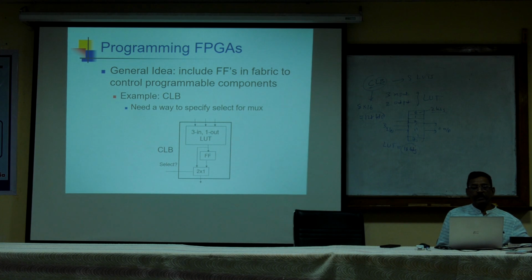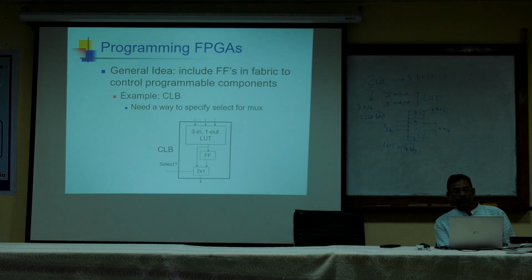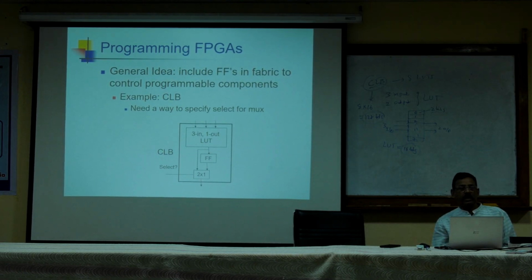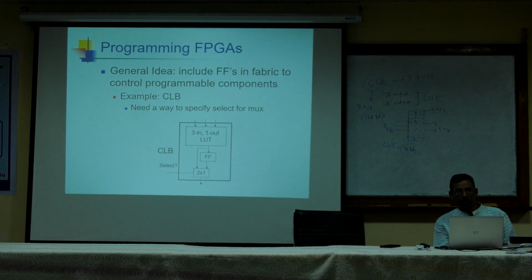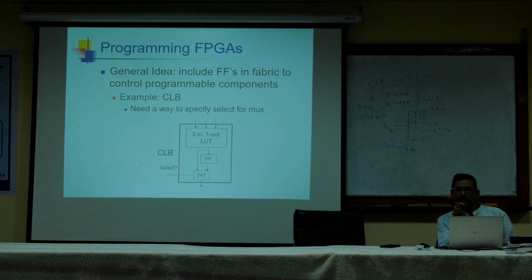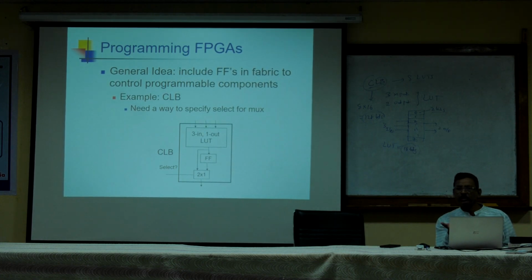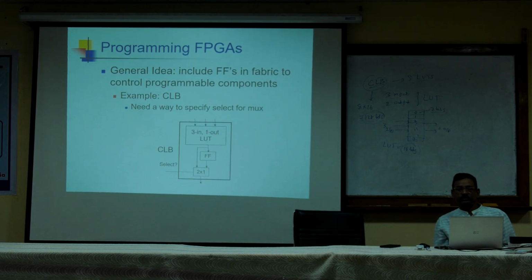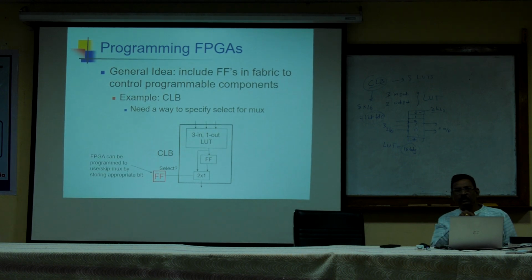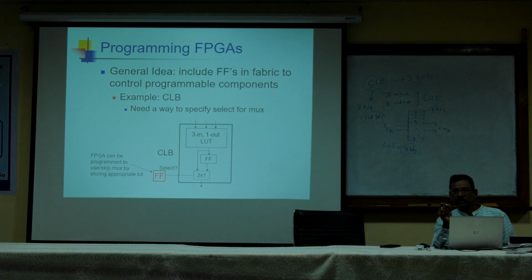Include flip-flops in the fabric to control programmable components. We need a way to select the mux. In the basic CLB, we can get either a pure combinational output or a registered output, by selecting this multiplexer. That means the multiplexer selection is programmable. One switch is required, and by using that switch we can select either the combinational or the registered output.